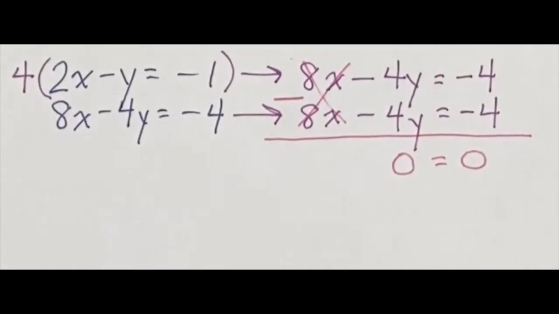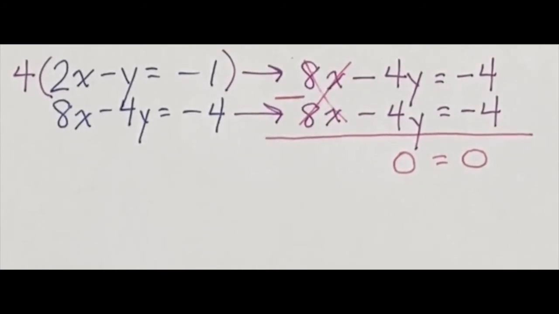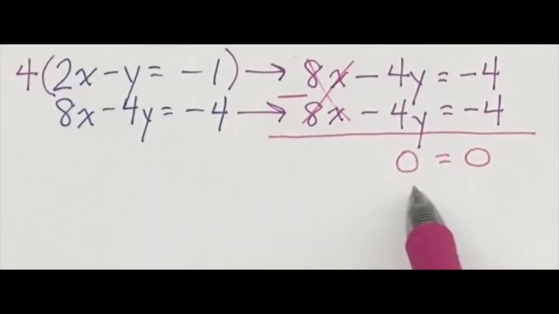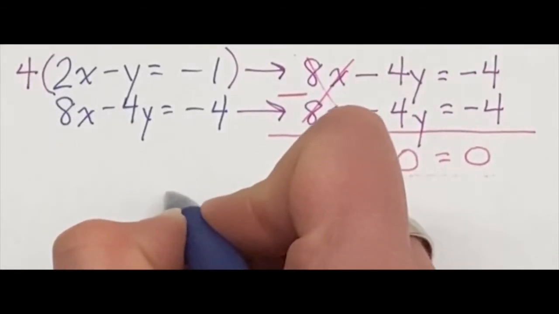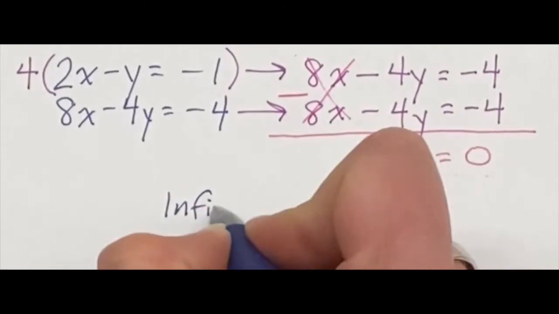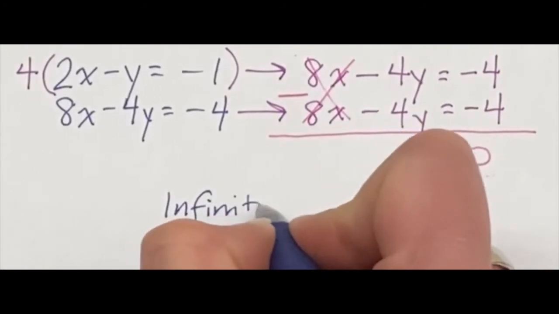Oh no, we've eliminated all of our variables. The very first thing you need to do is double check. Did you do your arithmetic correctly? Yes, we did. So if you eliminate all of your variables and you get an answer that makes sense, does 0 equal 0? Or maybe you got something like, does 10 equal 10? If the answer makes sense, then you know you have infinitely many solutions.